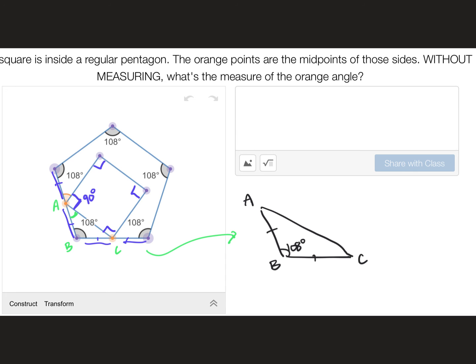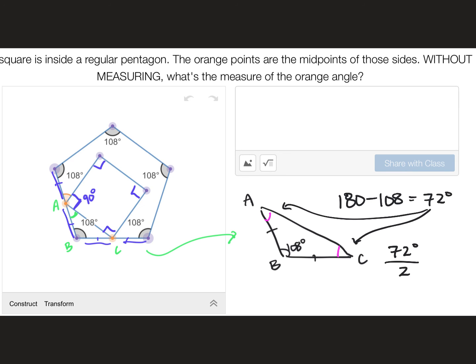What's handy is since AB and BC are equal in length, that means that this angle and this angle must also be equal. And we know that all three of them have to add up to 180. So I can pretty quickly say that 180 minus 108, which is 72 degrees, has to get split evenly between those two angles. So 72 degrees divided by 2, I will find that each of those is 36 degrees. You can double check yourself by adding 36, 36, and 108.